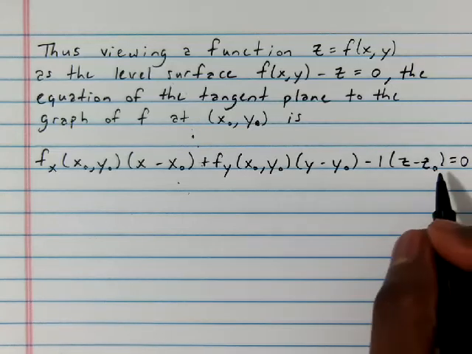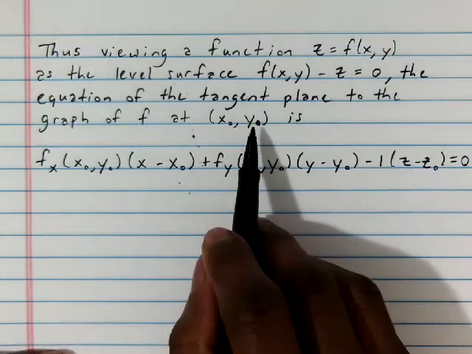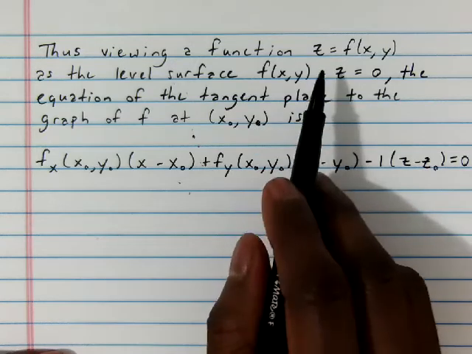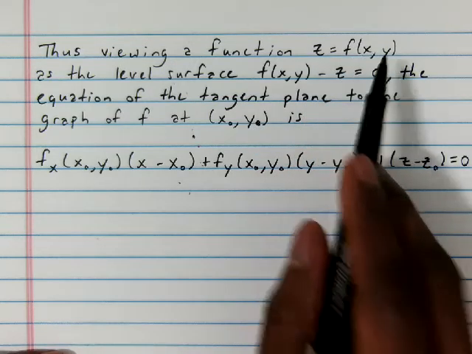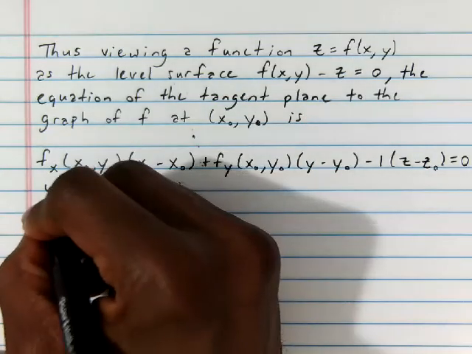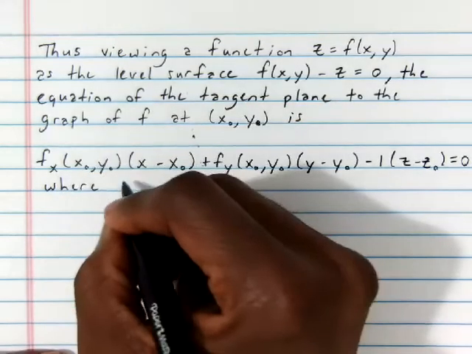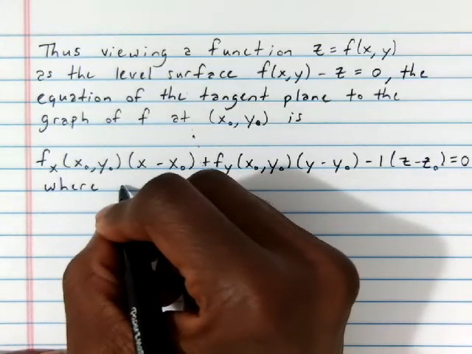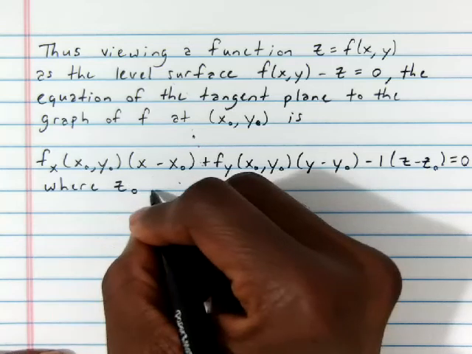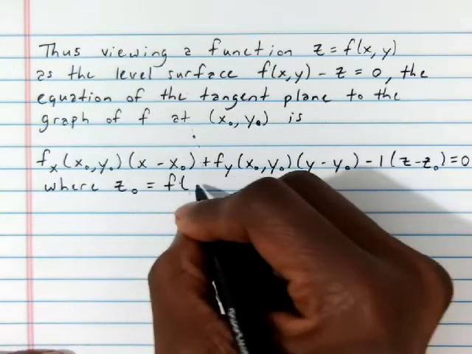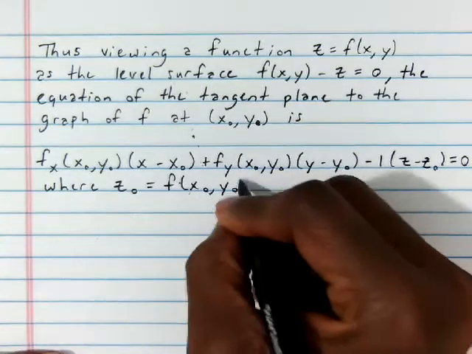Now x naught and y naught we're given right here. What is z naught? z naught is just f of x naught, y naught, where z naught is equal to f of x naught, y naught.